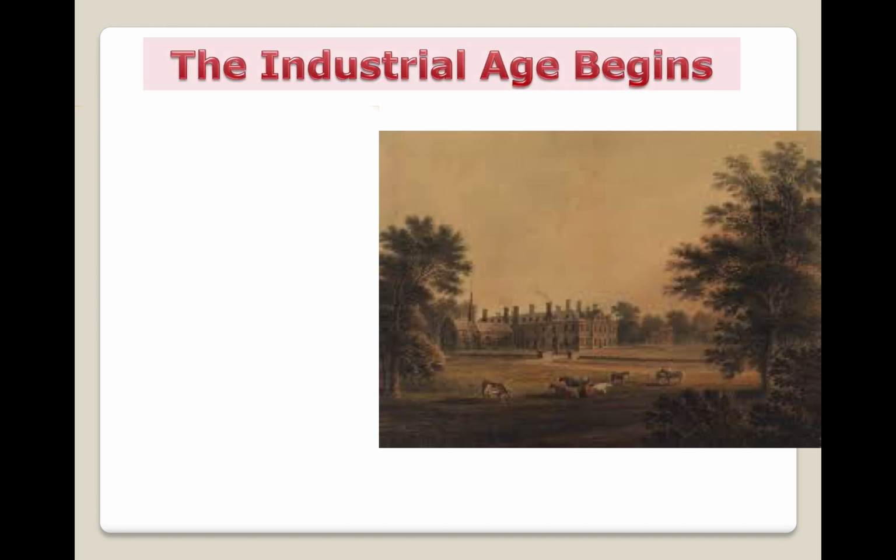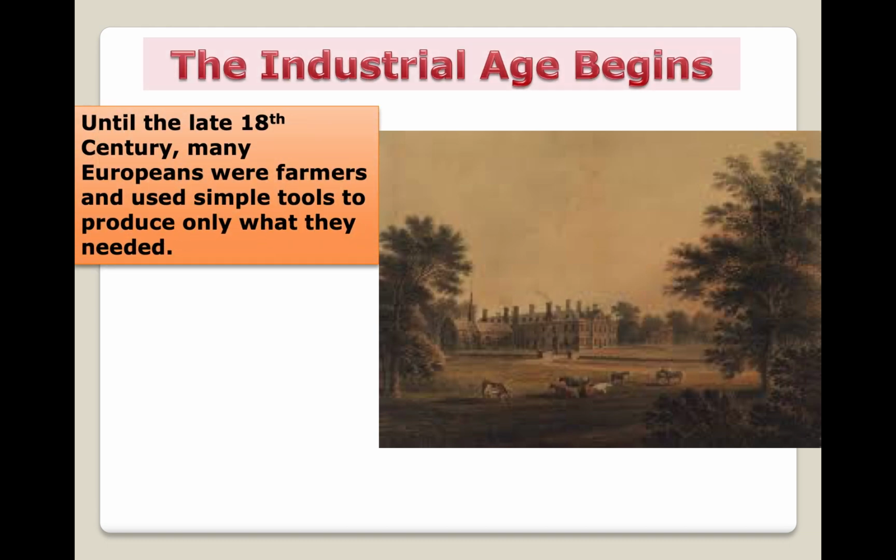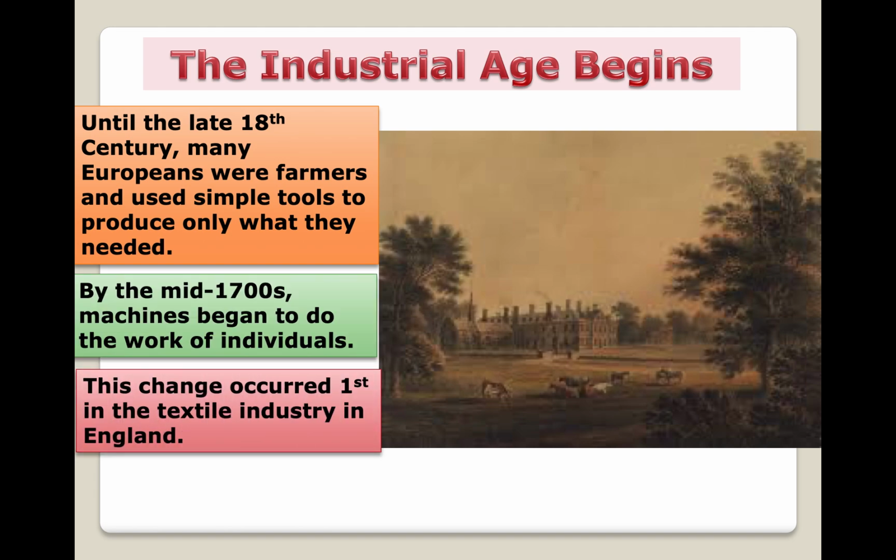Just as a quick reminder, right up until the late 18th century, European farmers were pretty much using simple tools to produce only what they needed. What will eventually happen is that machines will begin to do more work than actual individual people. And the first place in the world where this change occurs is in the textile industry in England. We're going to talk about what that is and why.